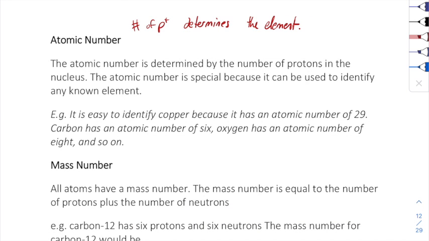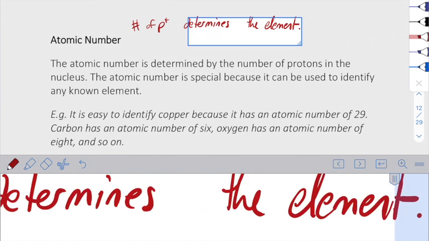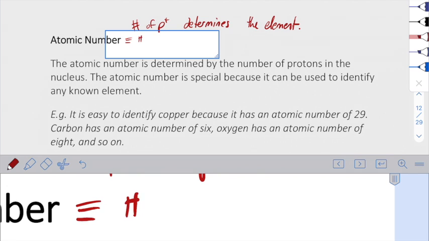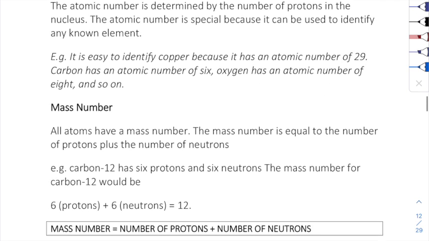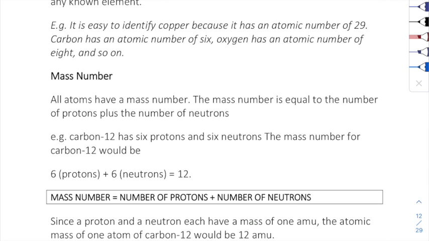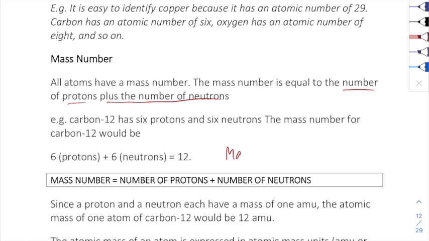So all we need to know is the number of protons, and that number of protons is the atomic number. So this is also the number of protons. The mass number is the number of components that have mass. And by that I mean the protons and the neutrons. Remember that those are the only two that actually have atomic masses that we can detect, one atomic mass unit each. So all atoms have a mass number. The mass number is equal to the number of protons plus the number of neutrons. So the total mass is equal to P plus N.